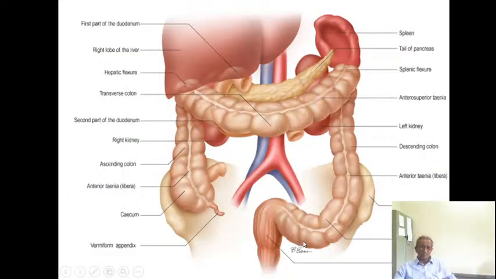Now this is the diagrammatic representation of the same thing. We are seeing the cecum, the vermiform appendix, the ascending colon, the transverse colon, the descending colon, the sigmoid colon, and the rectum and anal canal. In the cecum, we are seeing a right larger saccule and a left smaller saccule.